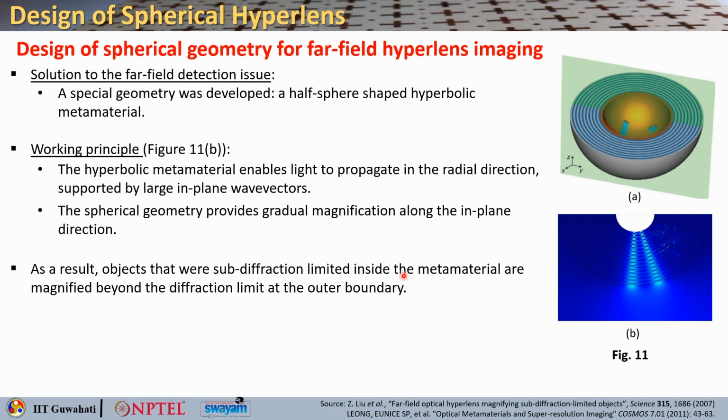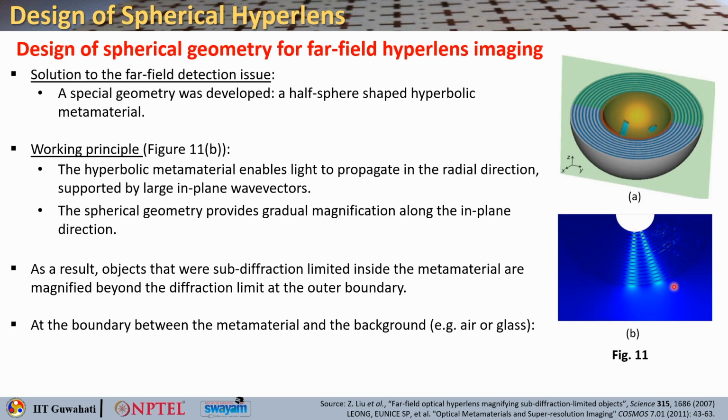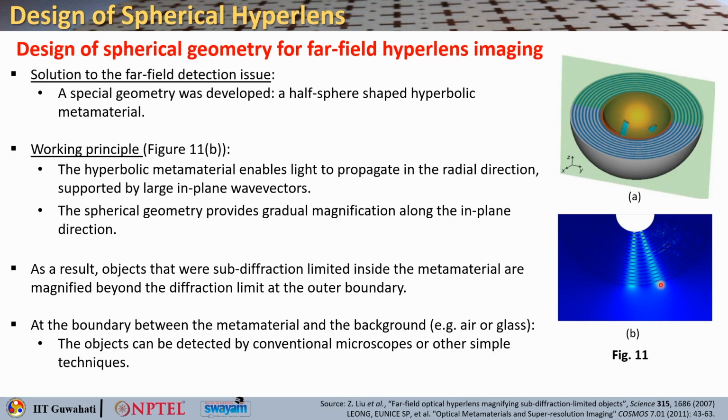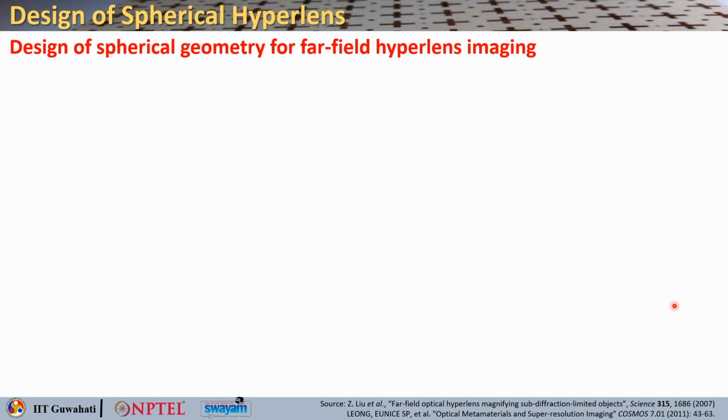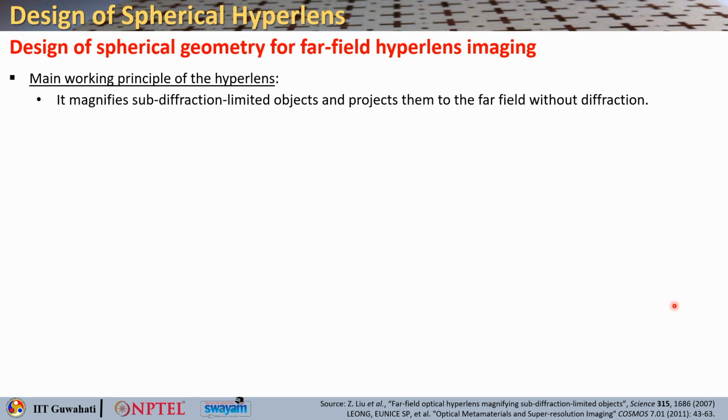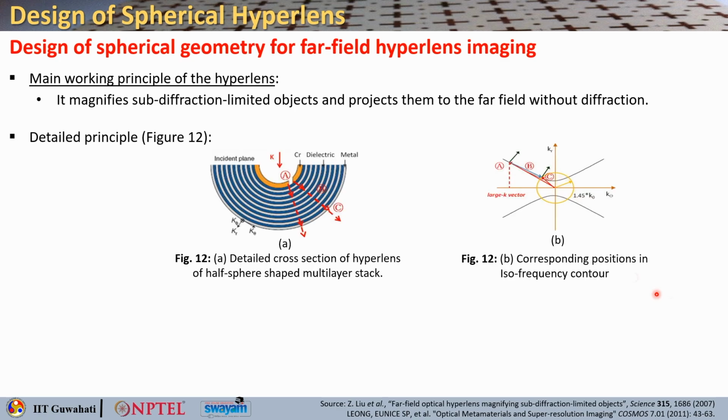As a result, the objects which were below the diffraction limit are now magnified beyond the diffraction limit at the outer boundary of this material, at the boundary between the metamaterial and the glass background. They can now be detected by a conventional microscope because they are above the diffraction limit, and that is how you can do the imaging. So, the main working principle of this kind of hyperlens is that it magnifies sub-wavelength, or sub-diffraction limited, objects and projects them to the far field without diffraction.